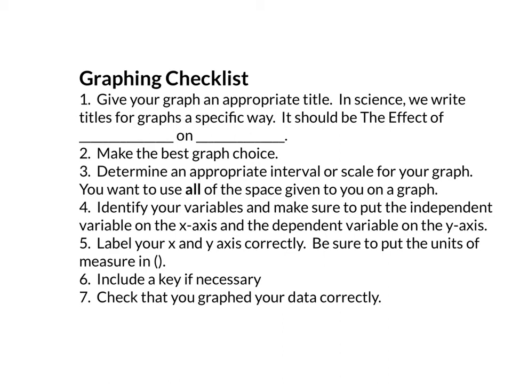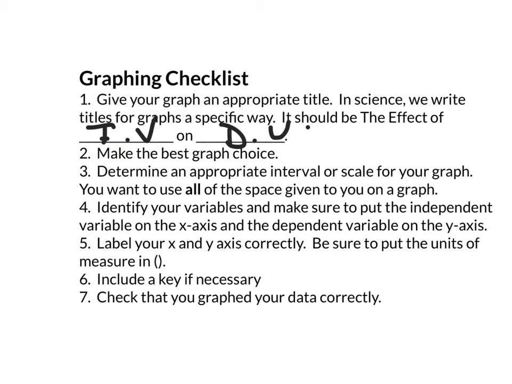So as I was going through and looking at examples of graphs, I was pointing out the flaws in their titles. So the rule of thumb for science is that we write the title as the effect of the independent variable on the dependent variable. Again, make sure you choose an appropriate title for your graph. If you are missing a title, you're going to lose significant points for your graph.